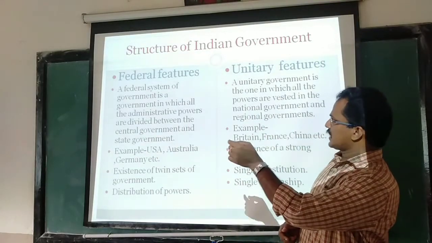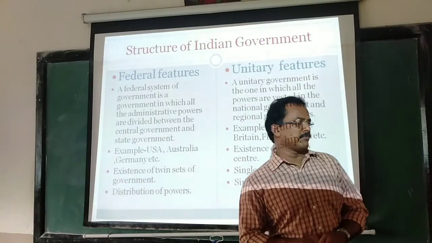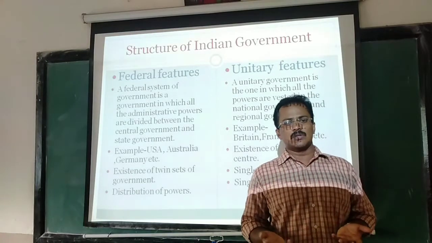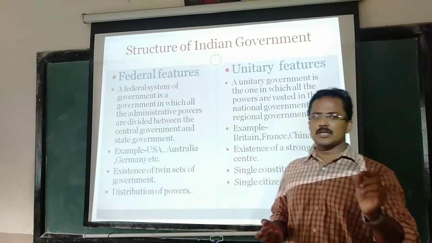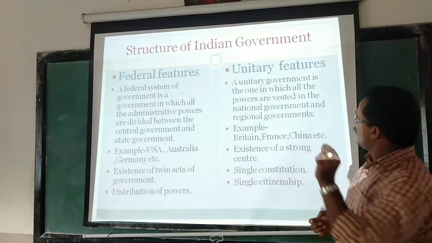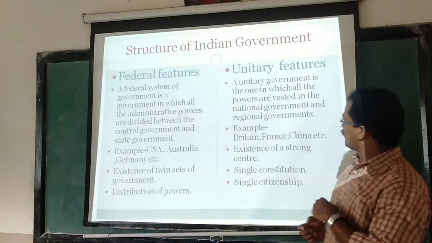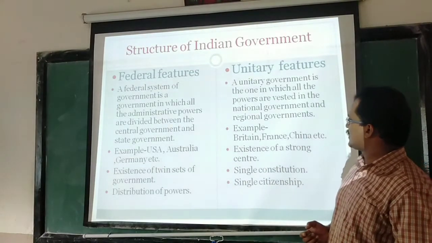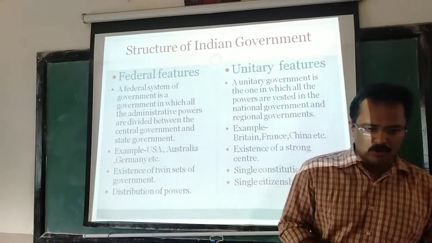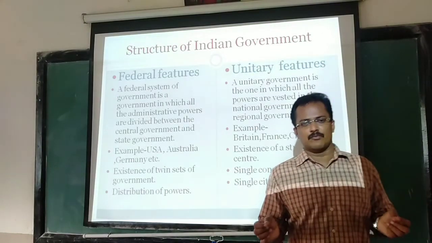Then, the second one: unitary features. The Indian government, even though it is federal in nature, has some unitary features. So first you have to understand what a unitary form of government is. A unitary government is one in which all powers are vested in the national government and regional government. In a unitary form of government, the central government is the most powerful government.